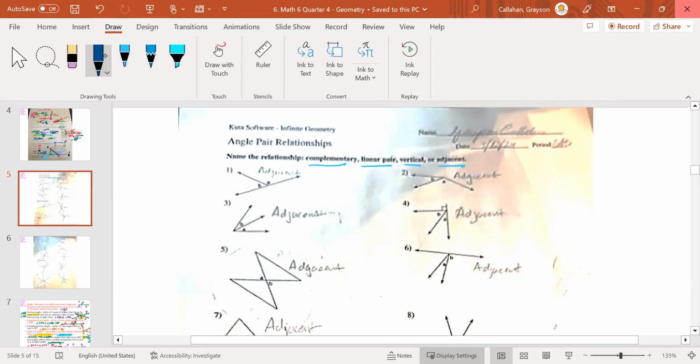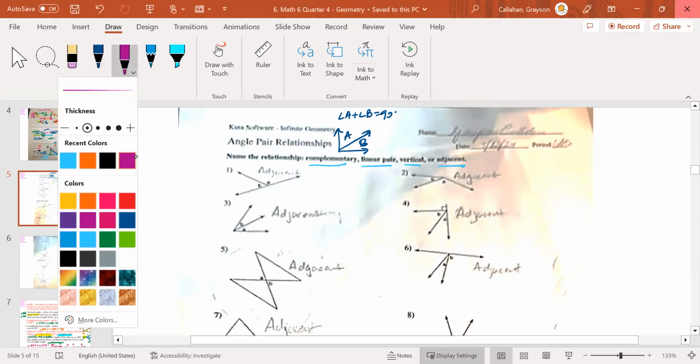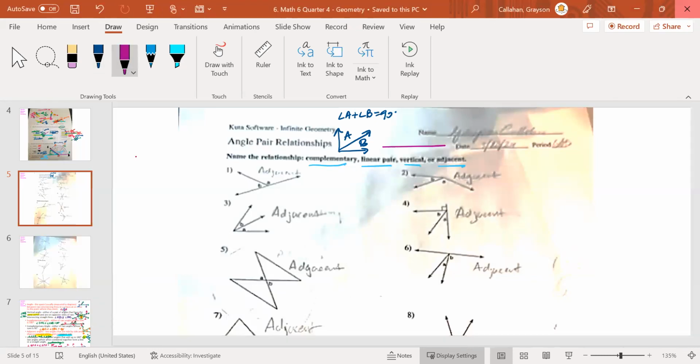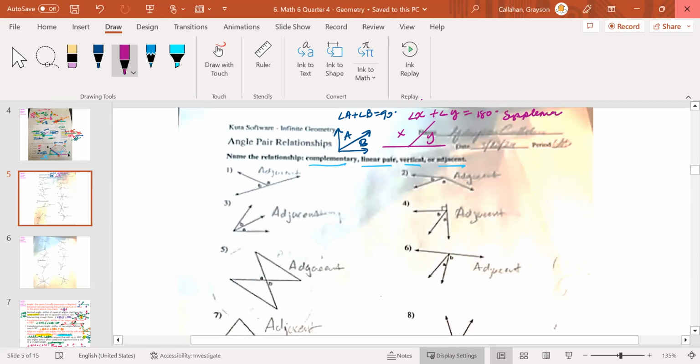So just going over this one more time, complementary means that you have two angles that add up to 90 degrees. So like angle A plus angle B equals 90 degrees. Linear pair means that two angles, x and y, for example, add up to 180. So angle x plus angle y equals 180 degrees, which is also supplementary. And it's also a linear pair. And it's also a straight angle.